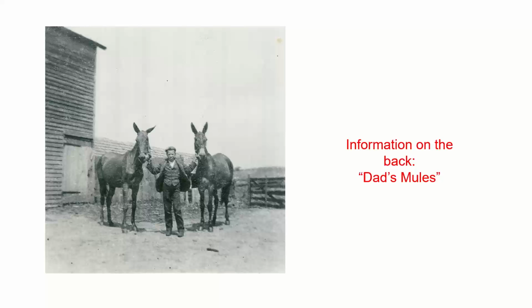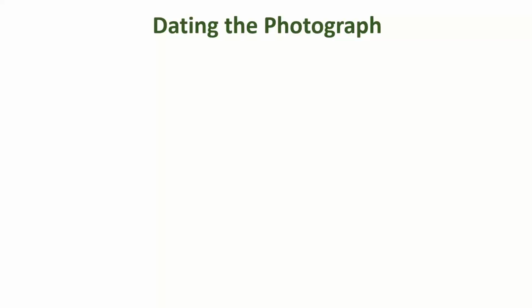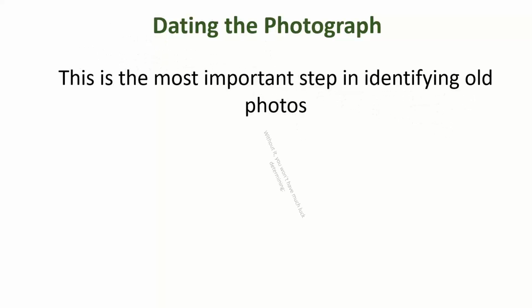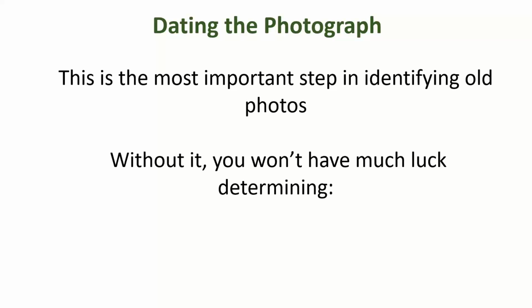So we'll start out. An important thing in identifying an old photograph is figuring out roughly when it was taken. Now, we're not going to be able to tell you exactly who's in every photograph. Sometimes we will, and in other places, you won't be able to. But dating the photograph is probably the most important part. Without it, you won't have much luck in determining who's in the photograph.